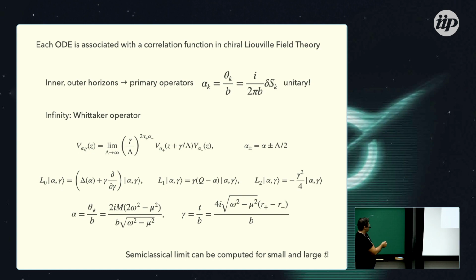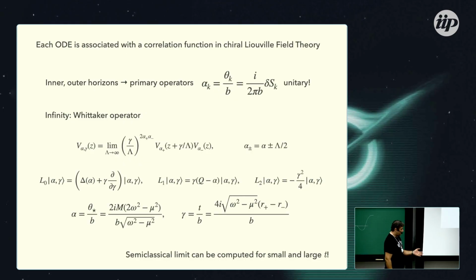Whittaker operators show up from collisions of primary operators in which you take this Liouville momentum to be equal and opposite, almost. You're going to take this parameter lambda to infinity at the end of the day, and you take out some lambda-dependent part that gives you a finite result at the end.